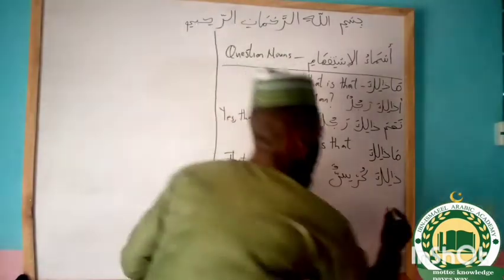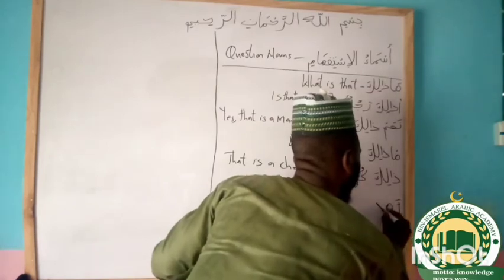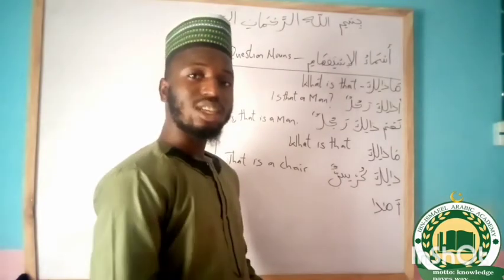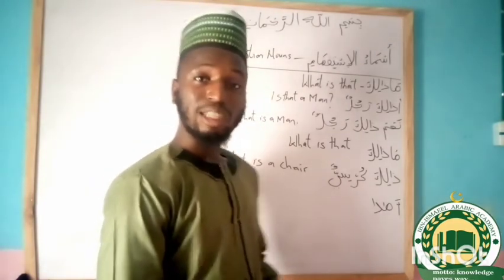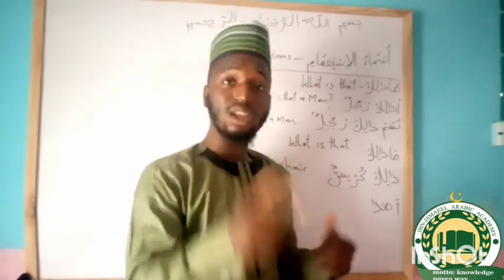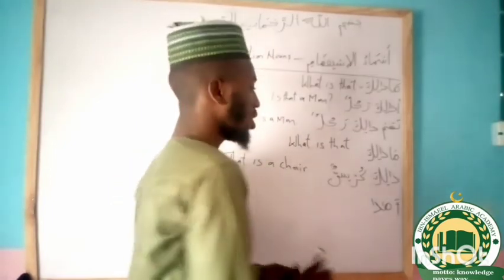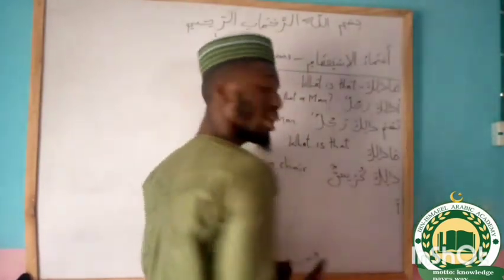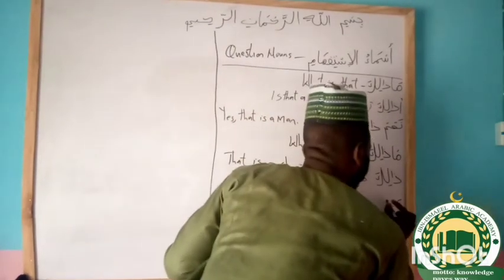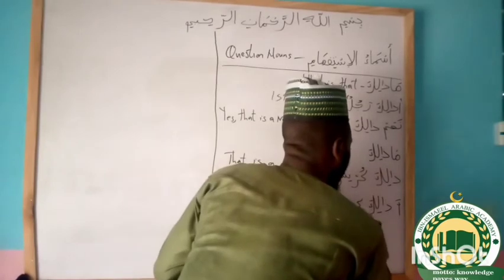Now let's move on. Hada. Is it correct? No. Is that a chair? What is the meaning of hada? Is this a chair? No, that's not what we want to ask ourselves. Is that a chair? Definitely, this one. Ma fisibe, dhalika. Adhalika kursiyun.